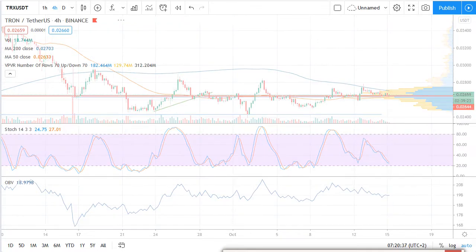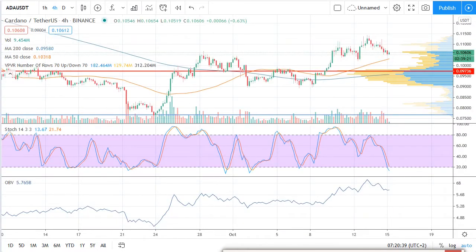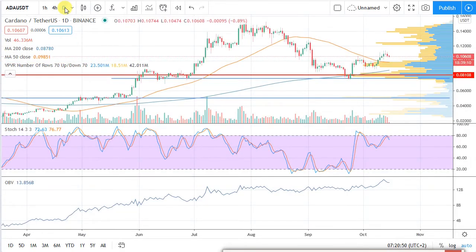Let's look at Cardano. Okay, Cardano sitting at 10.6 cents. It's still going downward on the 4 hour, which says that we haven't bottomed out just yet. But what is it looking like on the 1 day? Same thing as everything else. We've got a hump. Fast line crossing over the slow line, pointing in the downward direction.